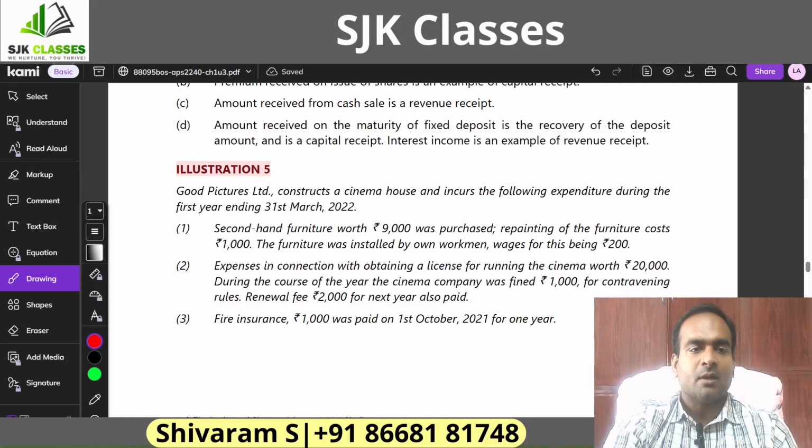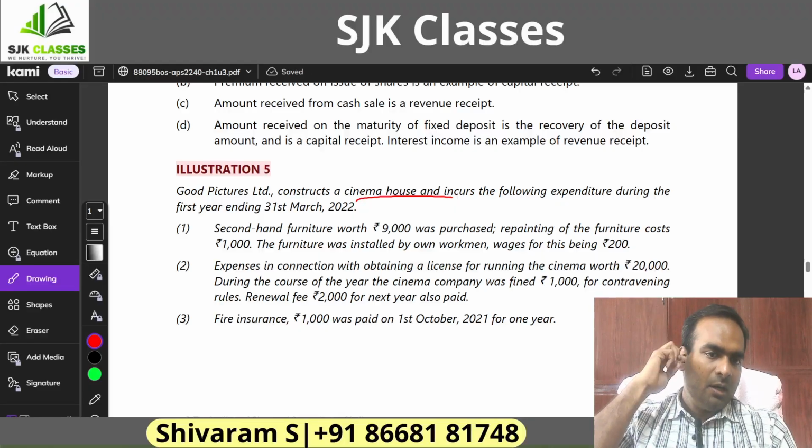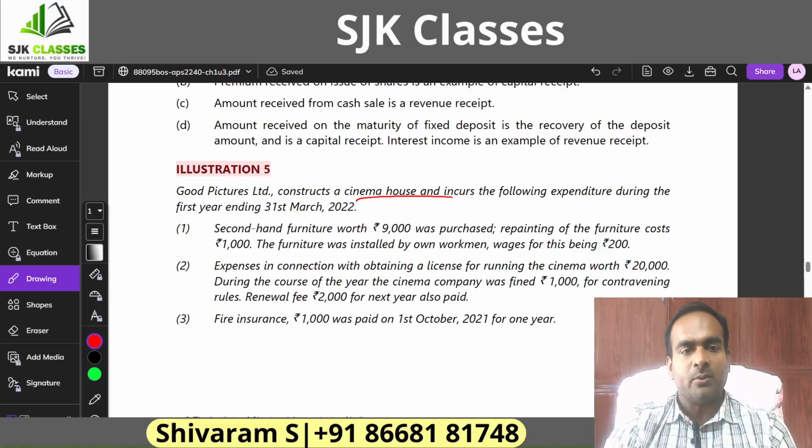That's it. Let's look at some more examples. Illustration number 5. Good Pictures Limited constructs a cinema hall and incurs the following expenditure during the first year ending 31st of March 22. So the business is what? Their business is to construct the cinema house. Now tell me, they're constructing a cinema house here and the following expenditures have been incurred.